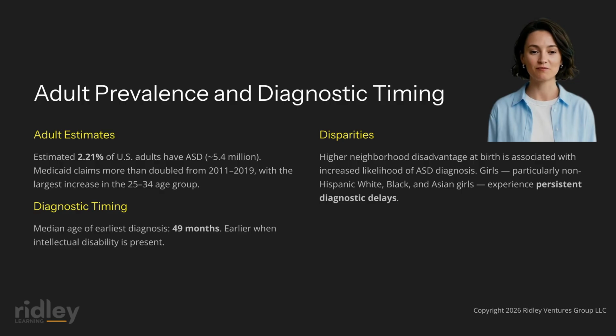of children diagnosed between roughly 2.5 and 5.5 years, within a health-insured population, and demonstrated that higher neighborhood disadvantage at birth was associated with a small but statistically reliable increase in the likelihood of ASD diagnosis for each step up the disadvantage scale. This suggests that socioeconomic context shapes both biology and ascertainment. Intersectional analyses have shown persistent diagnostic delays for girls, particularly those who are non-Hispanic white, Black, or Asian, and that Black children are more likely to present with co-occurring intellectual disability and are diagnosed earlier when intellectual disability is present but later when it isn't.